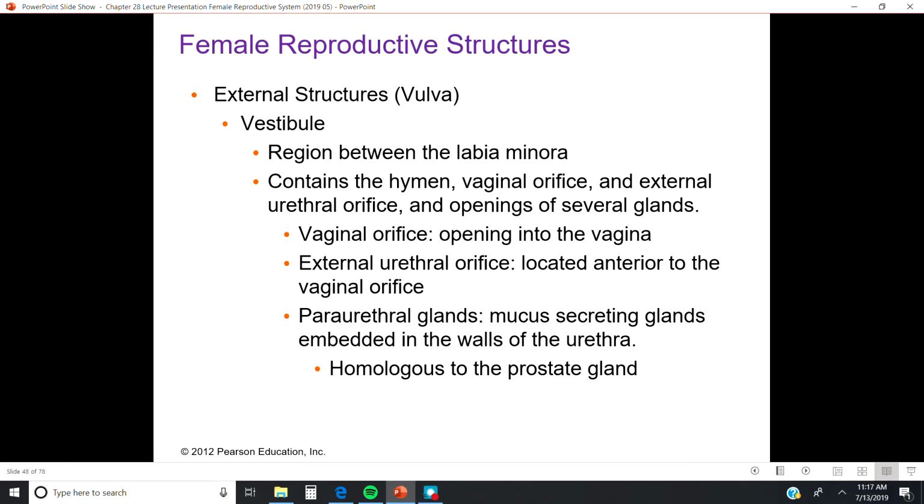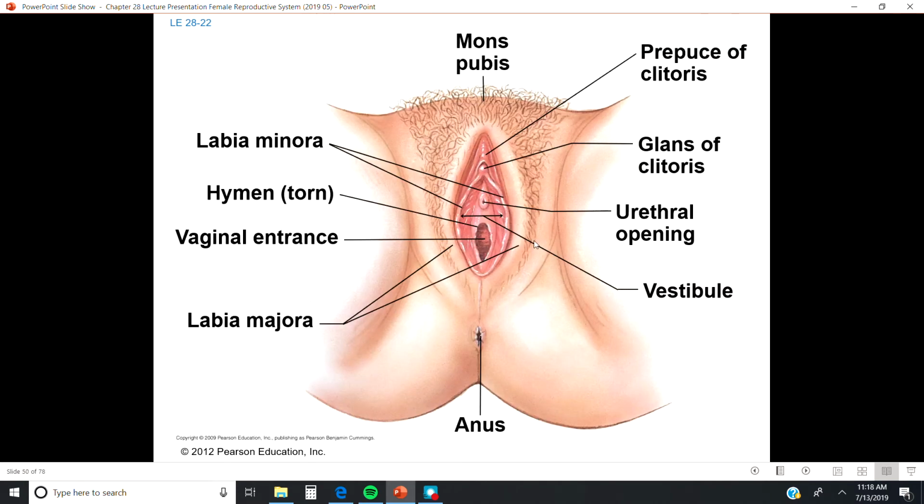Okay, so I had mentioned a second ago the vestibule is the region, that area between the labia minora. It contains the hymen. That's a protective covering over the vaginal entrance. It contains the vaginal orifice if the hymen is not there. It contains the opening to the urethra in the female, and we're going to see a number of glands. So the vaginal orifice is just the opening to the vagina. If we go back over here, this would be the vaginal orifice right here. Sometimes they call this the introitus, right? So that would just be the vaginal entrance.